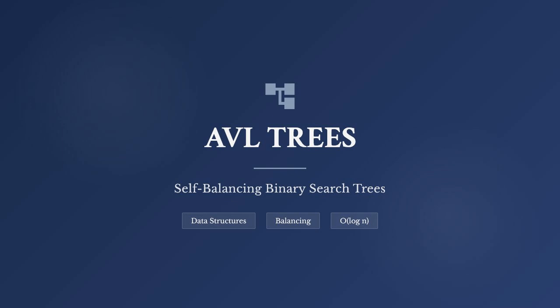AVL trees were invented in 1962 by two Soviet mathematicians. Their names are Georgy Adelson-Velsky and Yevgeny Landis. The name AVL comes from their initials. They published their work in a paper titled An Algorithm for the Organization of Information. This made AVL trees the first self-balancing binary search tree data structure to be proposed.